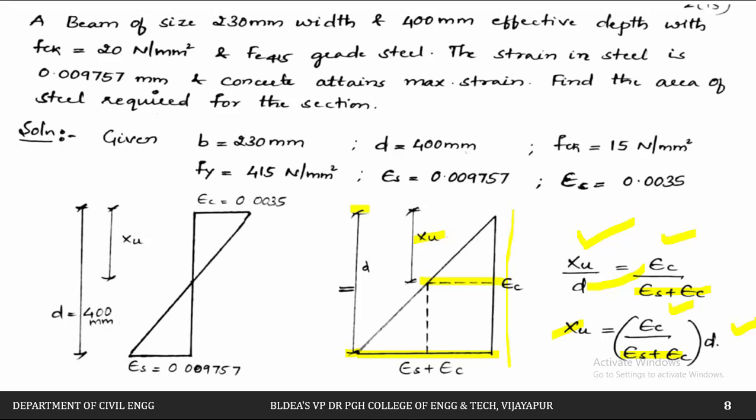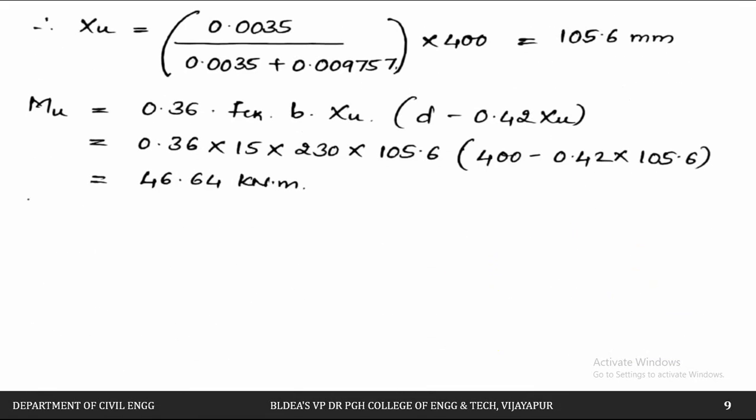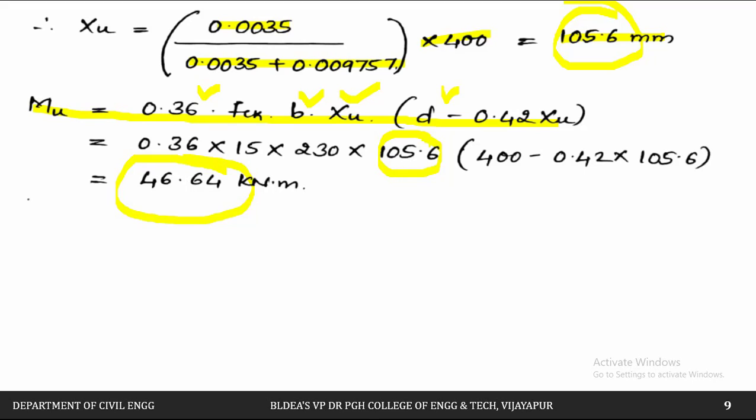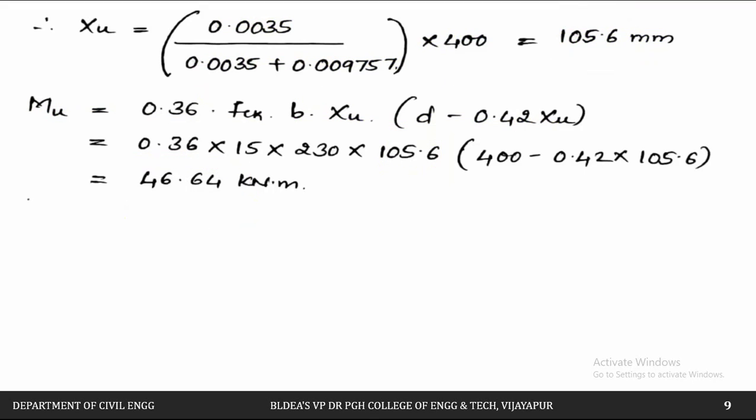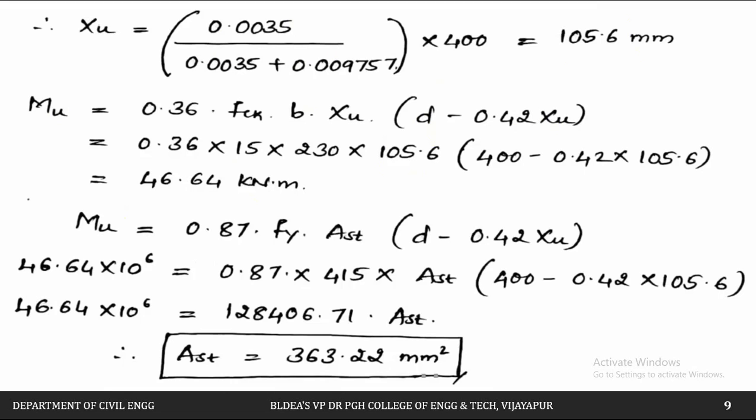In this formula, we will substitute the known values, multiplied by D, and you will get the answer as 105.6 mm. This is the depth of the neutral axis. Based on this, we will calculate the moment now: 0.36 fck B Xu into (D minus 0.42 Xu). Substituting the value of Xu, 105.6, we get 46.64 kilonewton meter. This is the moment resisting capacity of the section.